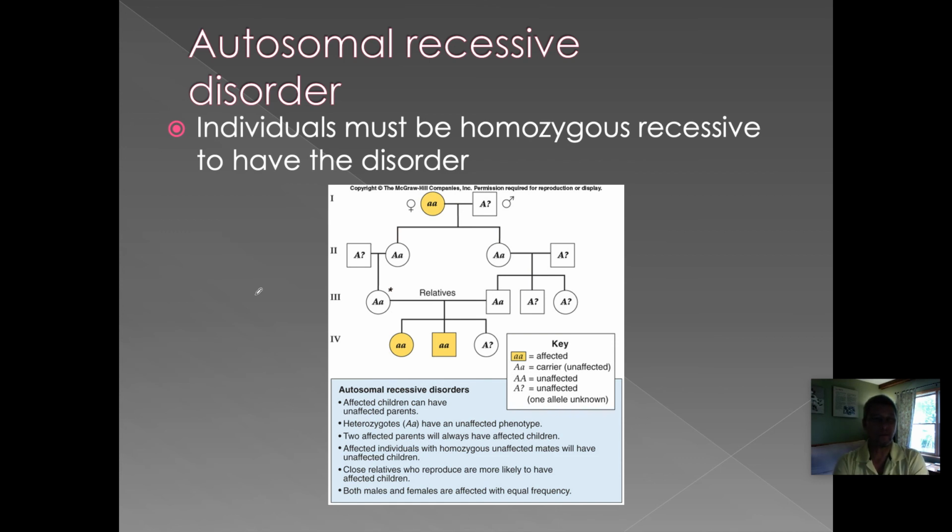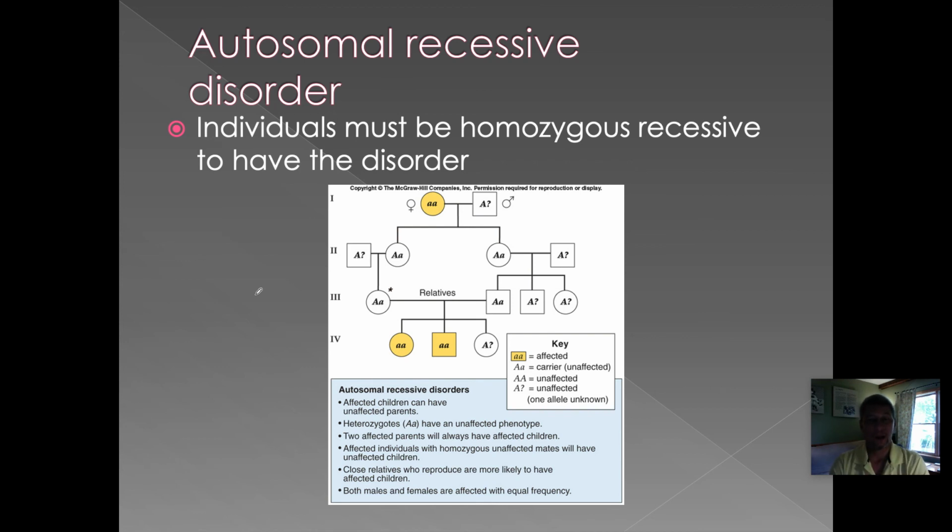Now, if an autosomal disorder is recessive in nature, as we learned in the previous video, that means that you need two copies of this allele in order to be affected by the disorder. Because if you have a dominant allele, then that masks the recessive trait. So the individuals must be homozygous recessive to have the disorder. Now, this diagram on the bottom of the slide illustrates a pedigree, which is essentially a family tree that shows just how some of these traits might be passed on.